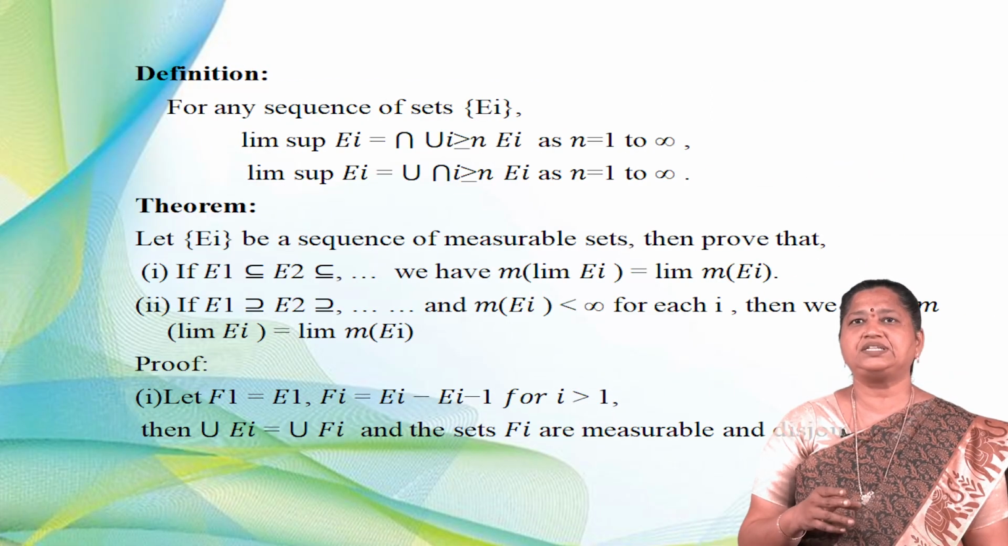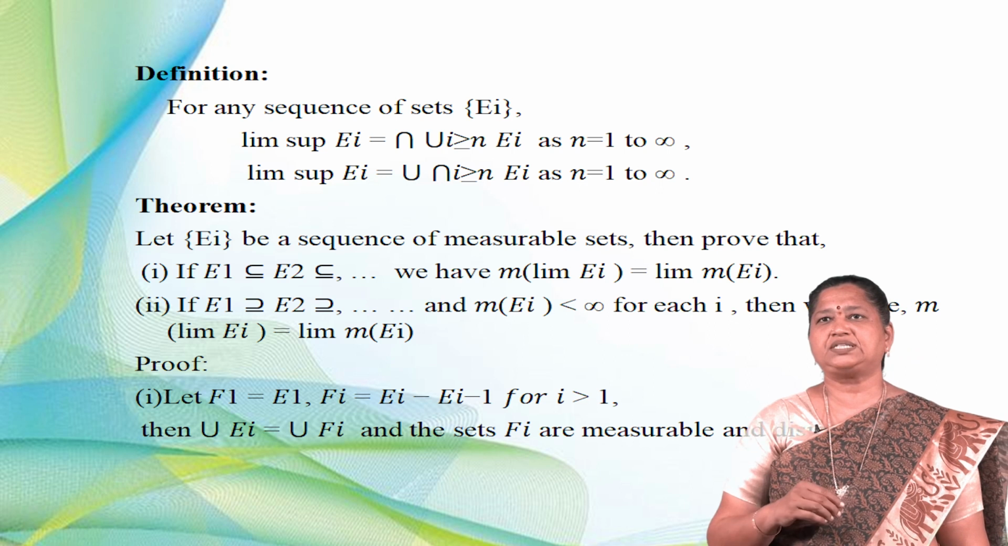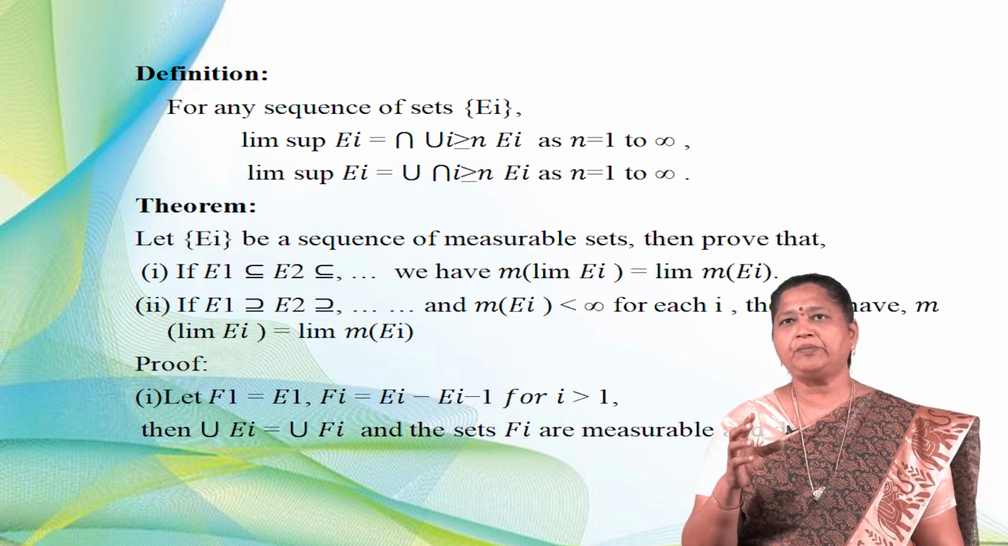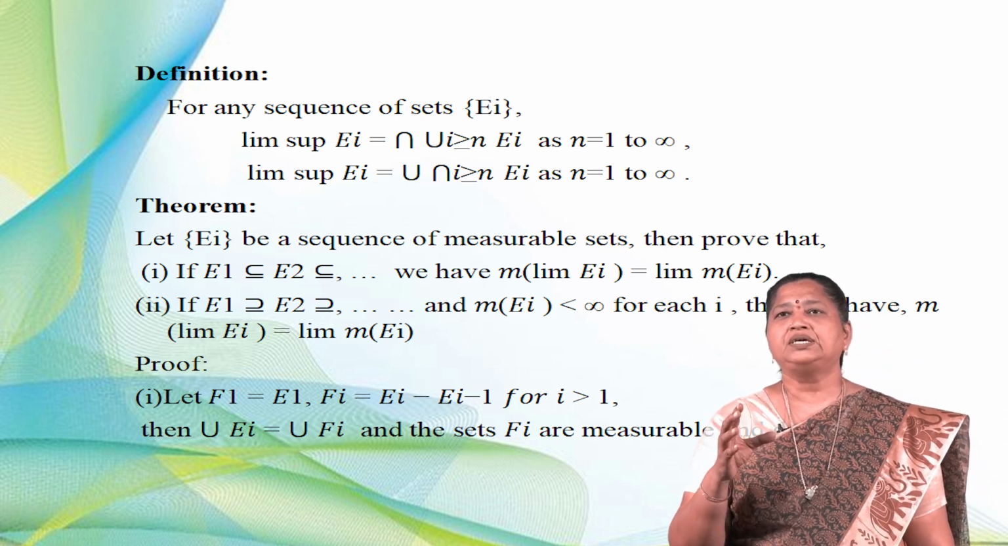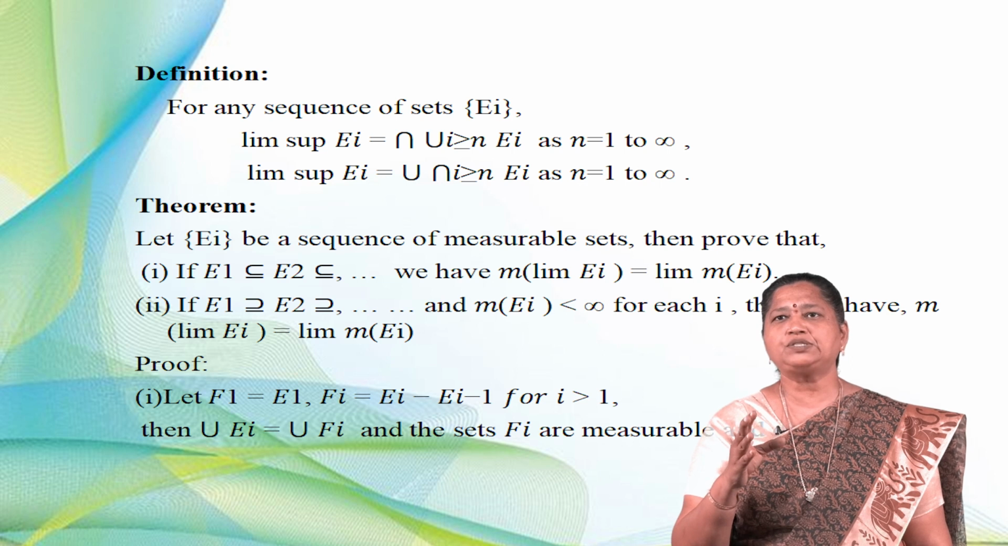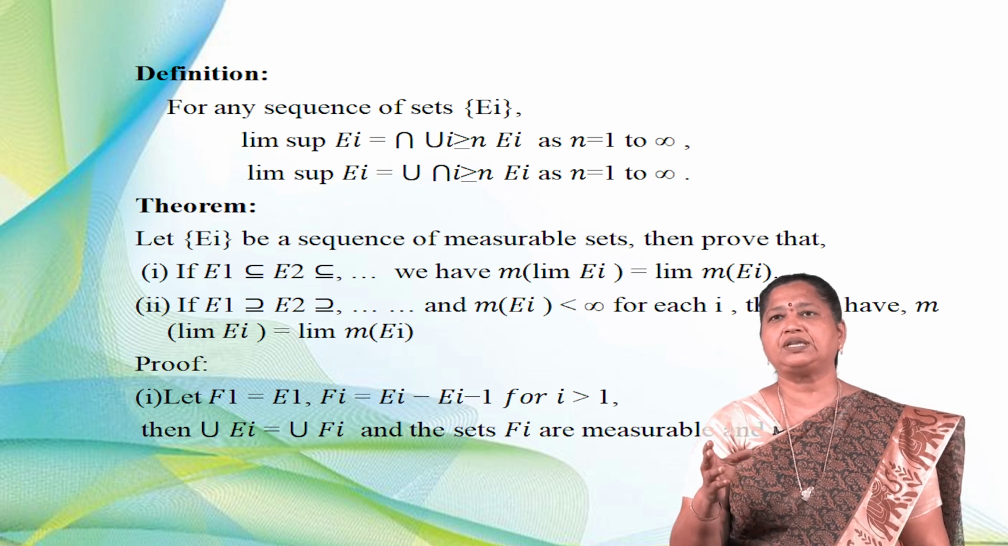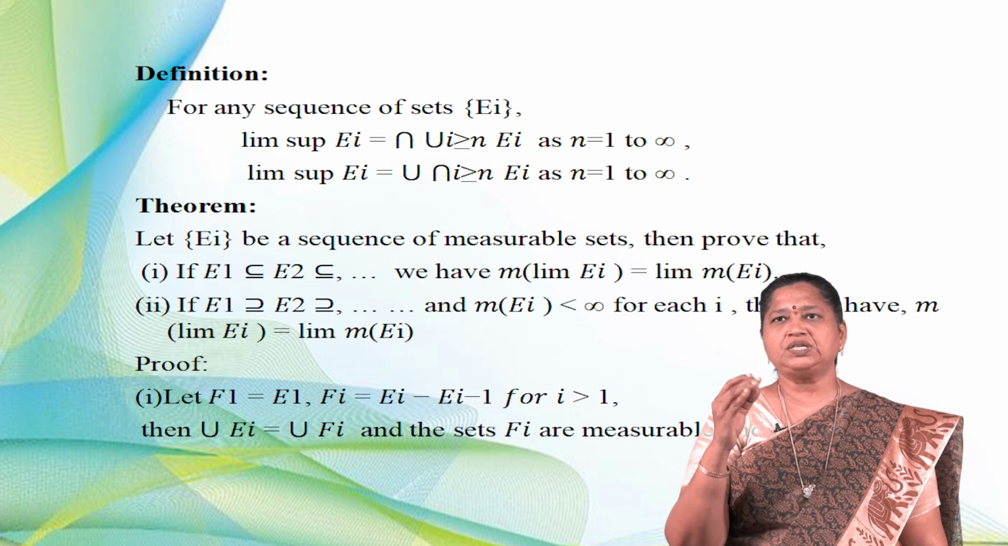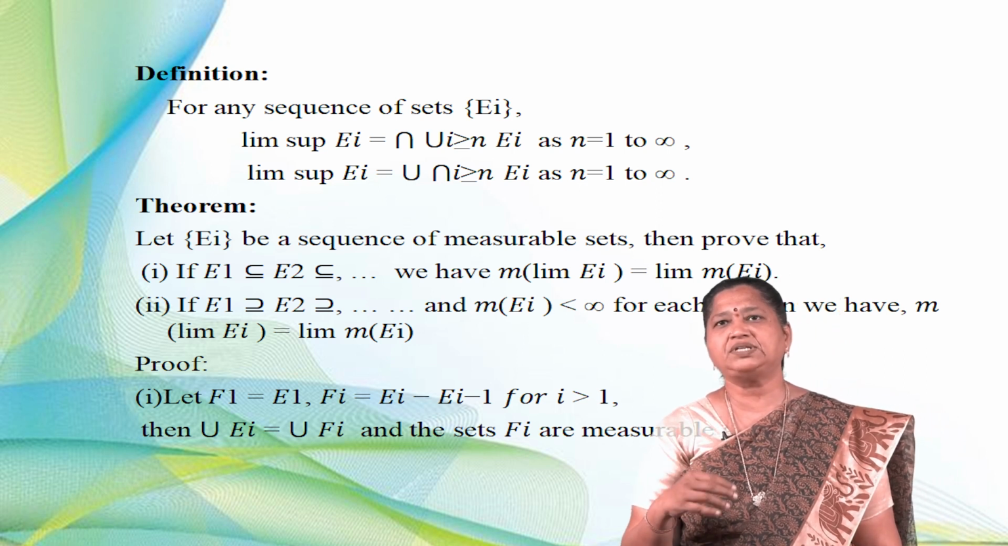Next definition: for any sequence of sets Ei, the limit supremum of Ei is equal to the intersection over n from 1 to infinity of the union over i greater than or equal to n of Ei. The limit infimum of Ei is equal to the union over n from 1 to infinity of the intersection over i greater than or equal to n of Ei. Using this definition we will derive this theorem.